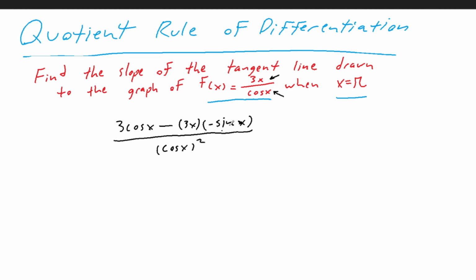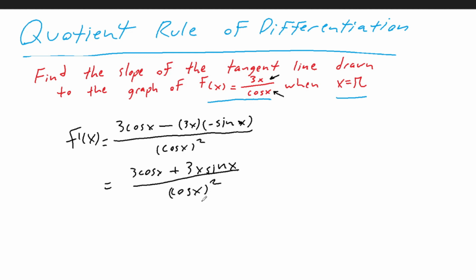So now what we can do is multiply this term right here out. We don't necessarily need to, because we could just plug in pi, but I think it'll be beneficial to simplify this so that we can have something that's a little easier to work with. So after we simplify, we have 3 cosine x minus, or it's actually going to be plus, right, because minus negative, so plus 3x sine x, and then the whole thing is divided by cosine x squared.